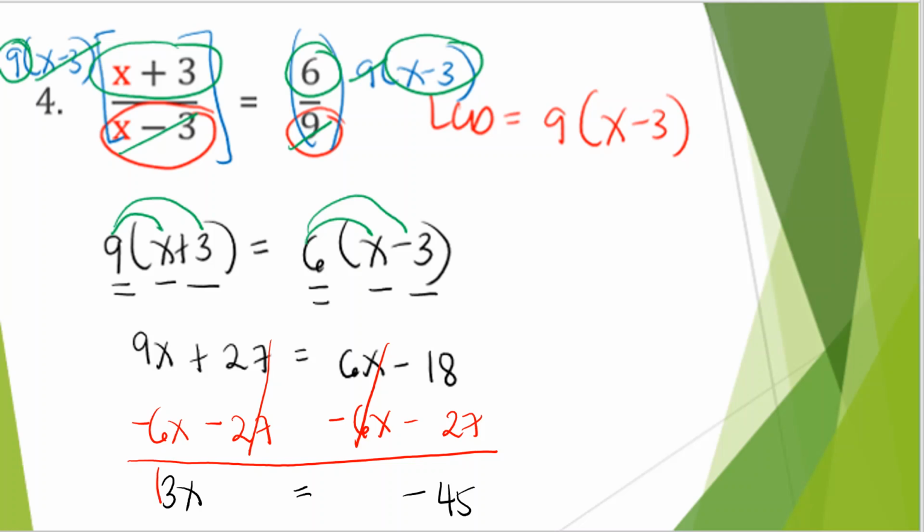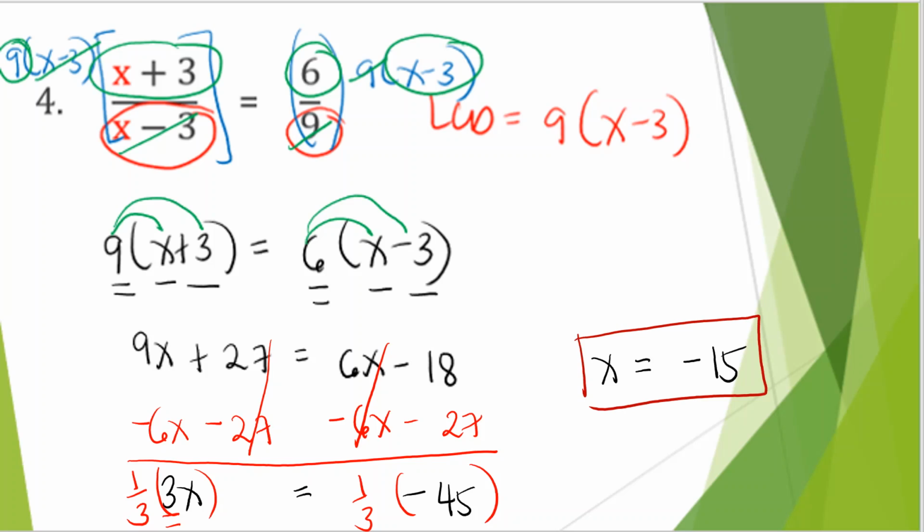The next step is to multiply both sides of the equation by the reciprocal of 3, which is 1/3. So 1/3 times 3 is 1. So we have x is equal to 1/3 times negative 45, is negative 45 over 3, which is equal to negative 15. So the value of x is negative 15.